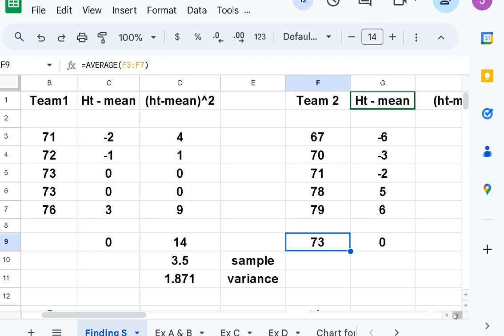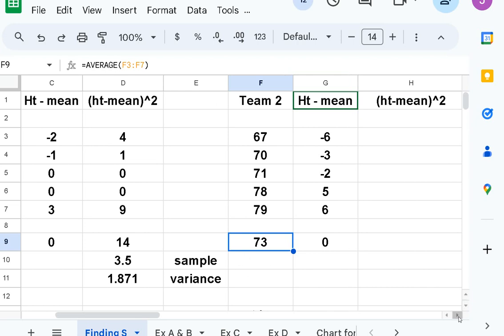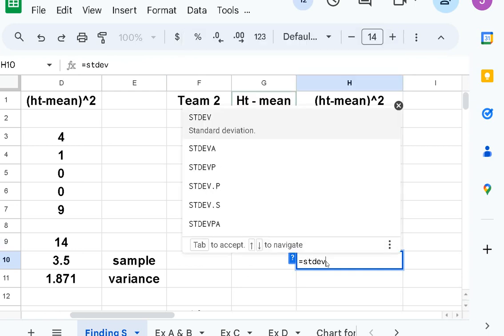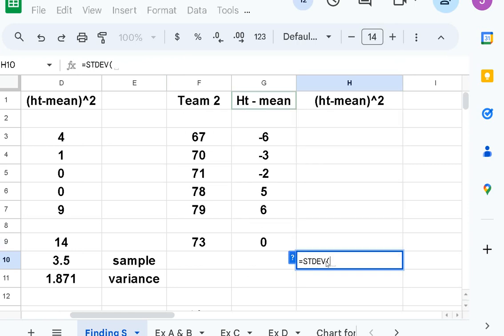So let's just kind of cut to the chase with this. I'm not going to go through all that painful stuff that we did just a moment ago. If you caught on to it, great. If not, catch on to this. Equals STDEV. And you can hit the tab key once it starts to recognize that. I want the standard deviation of these 5 numbers. So click and drag over that. Put a right parenthesis if you feel like it.